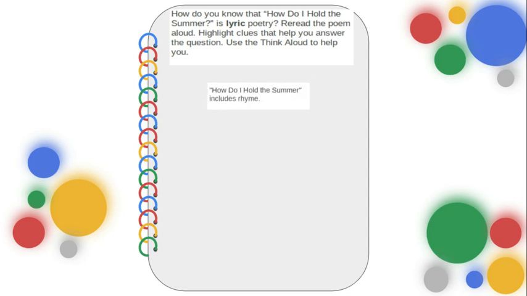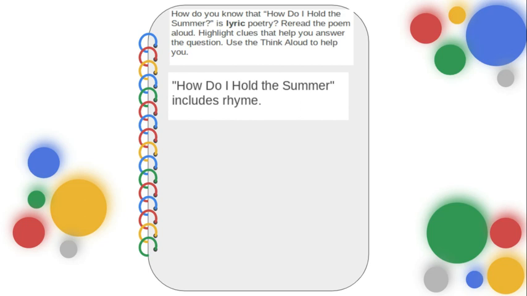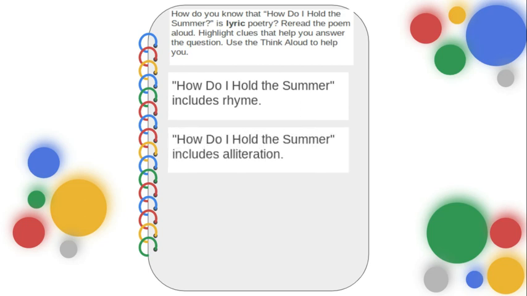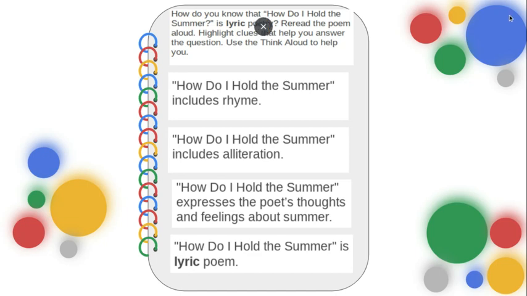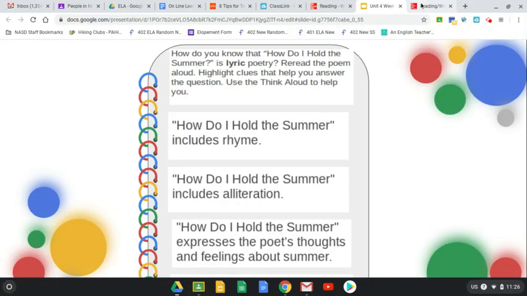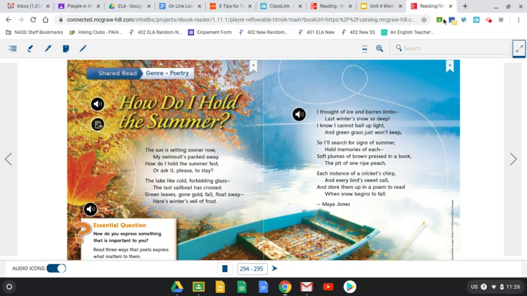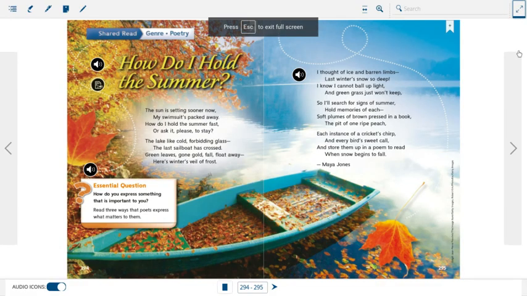So, first, I found rhyming words in How Do I Hold the Summer? Second, I found alliteration, a form of figurative language. I also saw the poet's thoughts and feelings about the season of summer. Finally, these pieces of evidence told me that this was a lyric poem. So let's switch back and let's look for all of those elements within this poem.